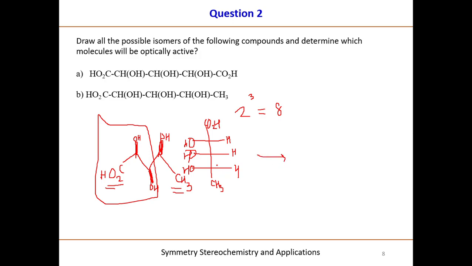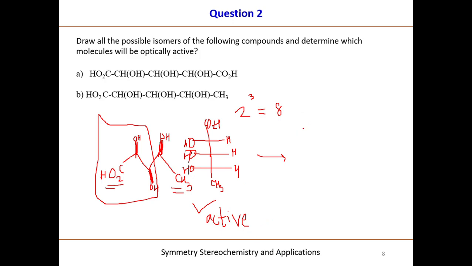Now, see here, if we rotate this molecule by 180, we will not get an image which is indistinguishable from the original one. That means no Cn axis is present. No Cn axis and no plane of symmetry is present in this molecule. That means this molecule is chiral and optically active, because we don't have any symmetry element present in this molecule.